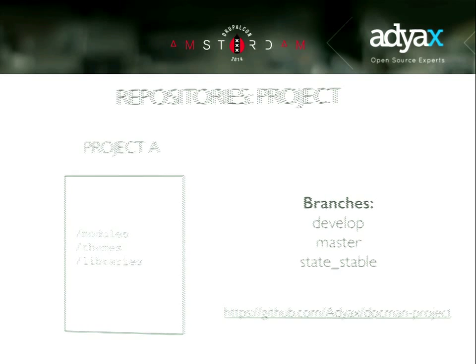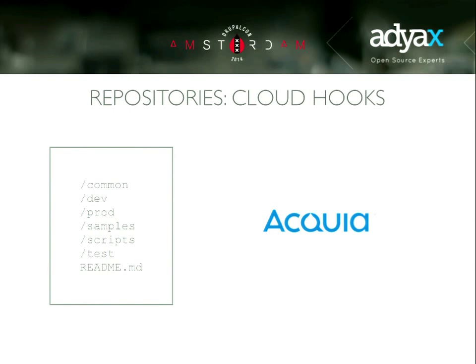Okay, and this is the repository. It's why I'm using Acquia as an example, because this service represents the cloud hooks of Acquia. So Docman can take this repository and put it in place.